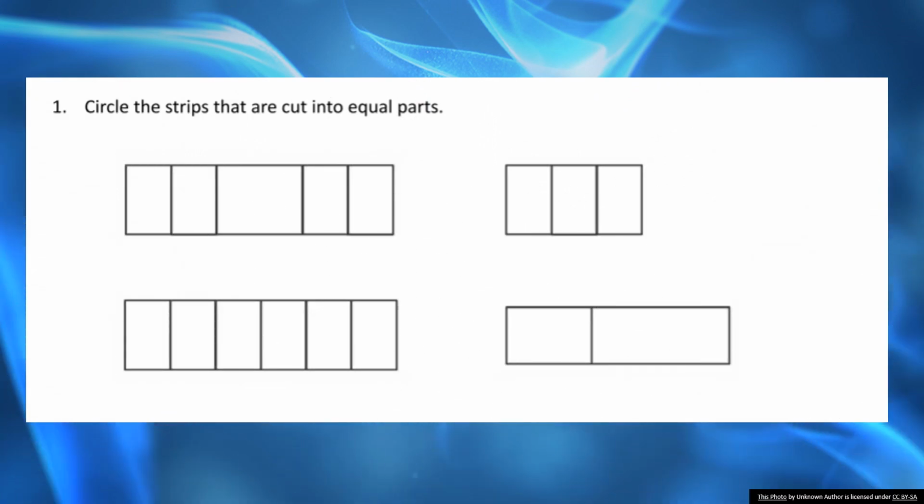Number 1 says, circle the strips that are cut into equal parts. So let's go ahead and start with this one. Are these strips cut into equal parts? No, definitely not. That one in the middle is huge. It's nowhere near the same size as the other ones. Let's go ahead and look at the next one.